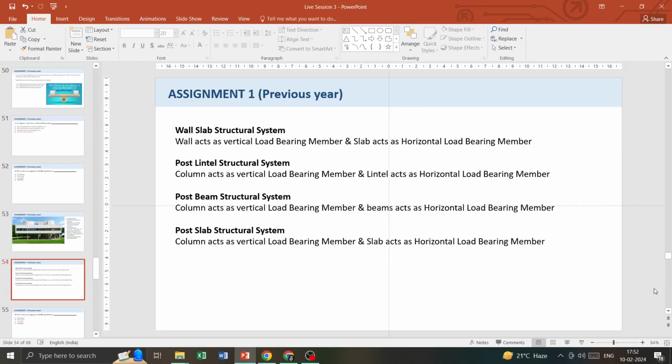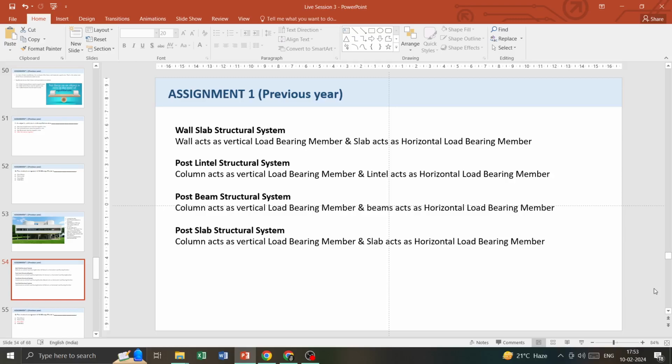So quickly talking about the different structural systems. Wall slab structural system means that the wall acts as the vertical load bearing member and slab acts as a horizontal load bearing member, which means that in these kinds of structures, we have one vertical load bearing member and one horizontal load bearing member. So in wall slab structural system, walls become the vertical load bearing member and the slab becomes the horizontal load bearing member. In post lintel, column acts as a vertical load bearing member and lintel acts as a horizontal load bearing member. In post and beam, column acts as vertical load bearing member and beam acts as a horizontal load bearing member.